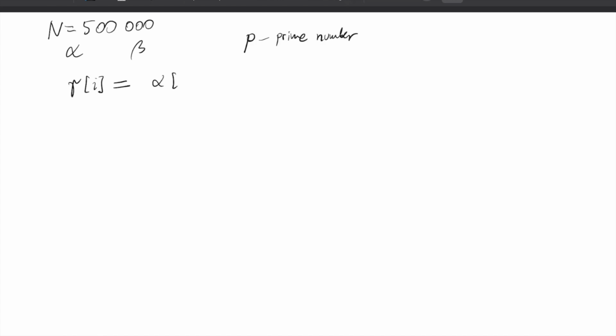The input consists of a very large integer n, 500,000, and two sequences, alpha and beta, that have 500,000 terms. And the input also consists of some prime number p. We need to create a program that makes a sequence gamma that also has 500,000 terms, and the terms of gamma are created in the following way. Gamma I is alpha I to the power beta I modulo p.